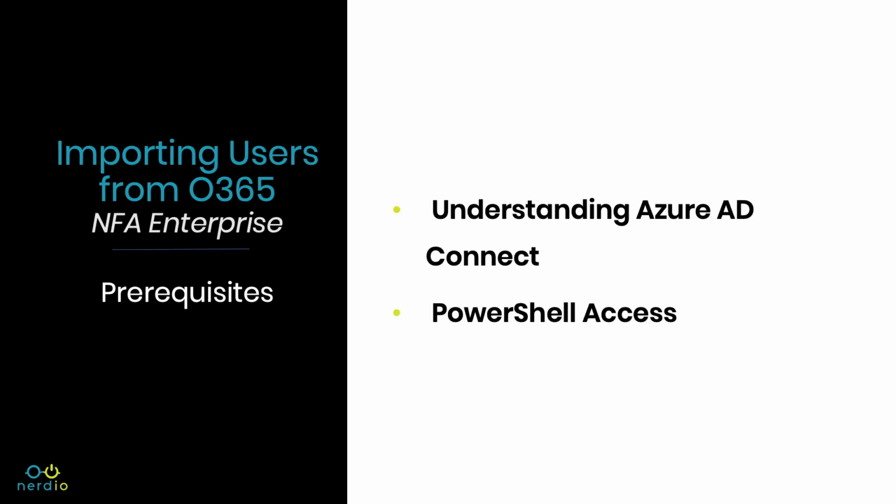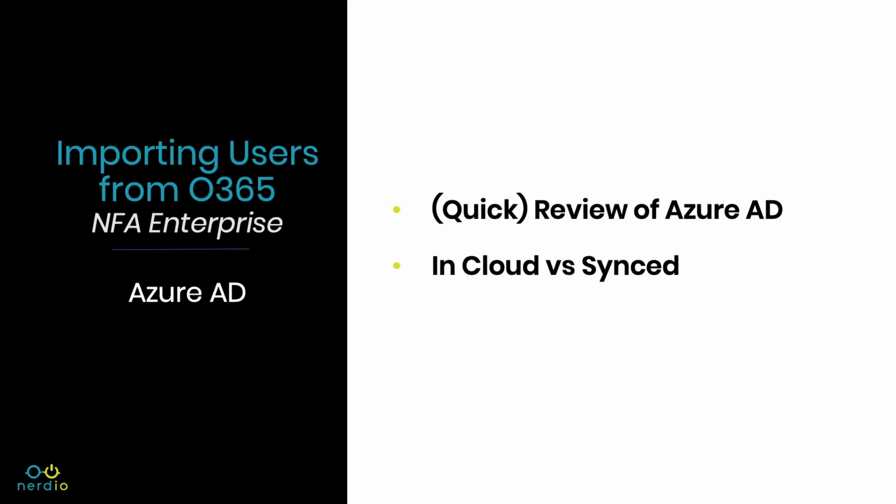From a prerequisite standpoint, you should already have an understanding of what Azure Active Directory and Azure Active Directory Connect are, and you may need PowerShell access. Let's do a quick review of how Azure Active Directory fits with Nerdio. Azure Active Directory is regularly synchronized through the AD Connect tool that gets installed on DC01 in any new environment you provision in Nerdio. All Office 365 and other Microsoft Cloud services rely on Azure Active Directory for identity information.